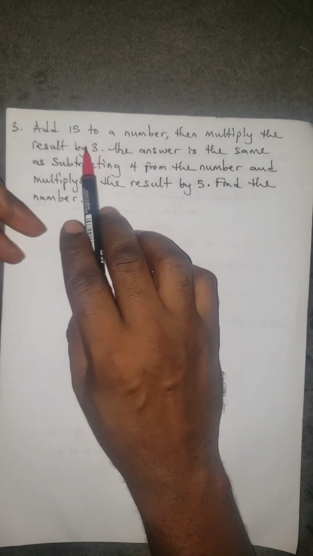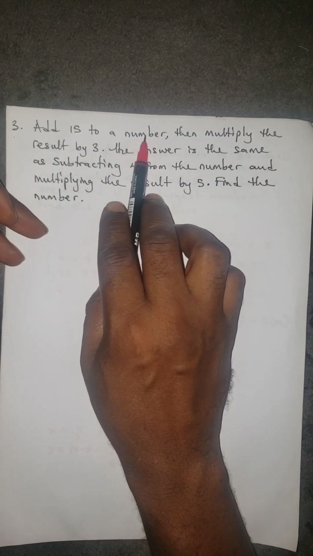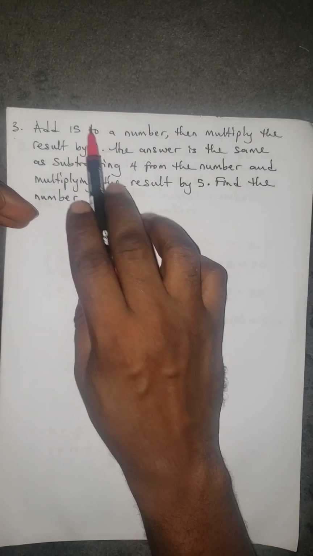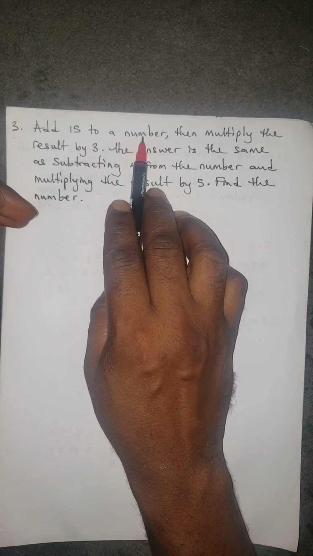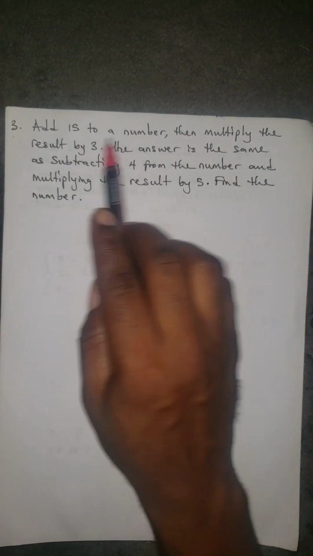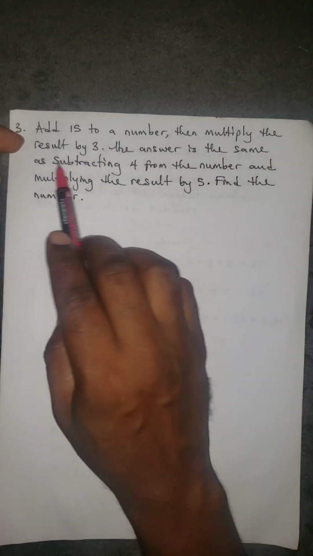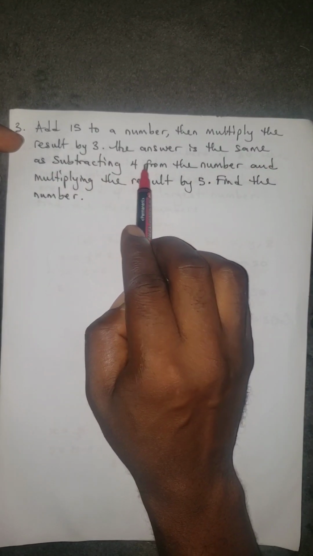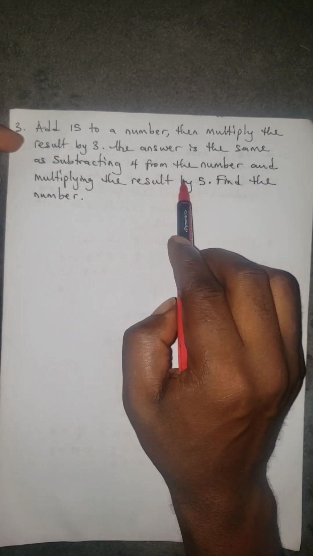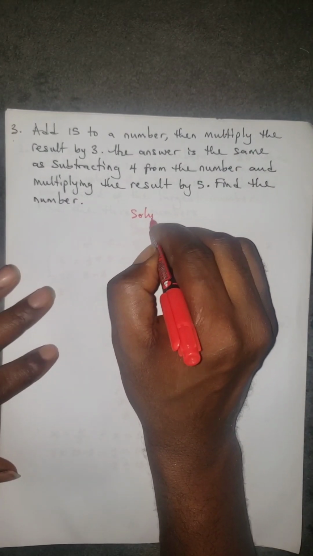So in this question now, we are asked to add 15 to a number. So we don't know the number. Then multiply the result by 3. So you have to add 15 first to a certain number. Of course, you enclose it with a bracket. Then you multiply the result by 3. The answer is the same as subtracting 4 from the number and multiplying the result by 5. So let's just start.